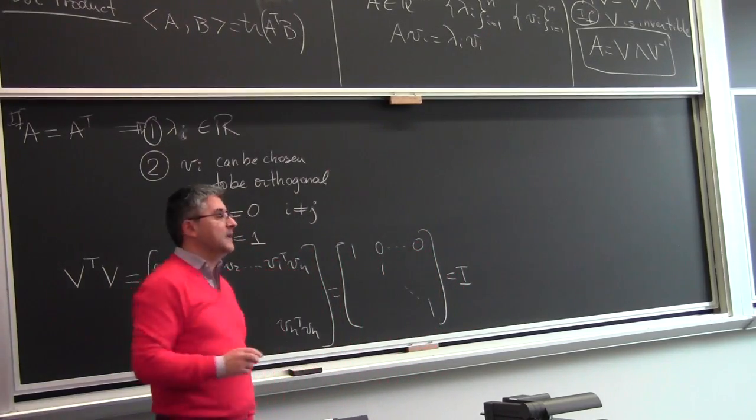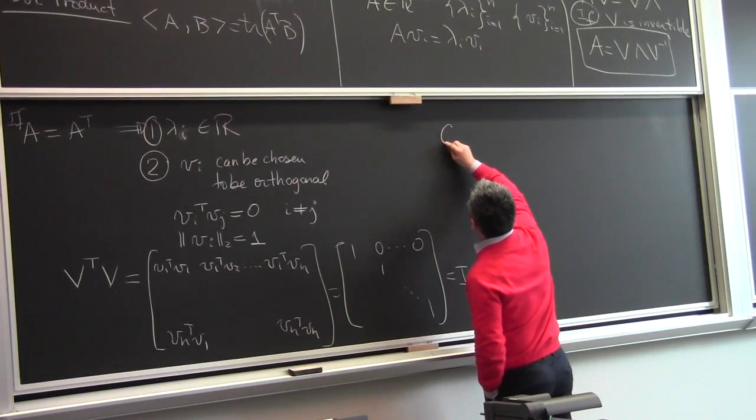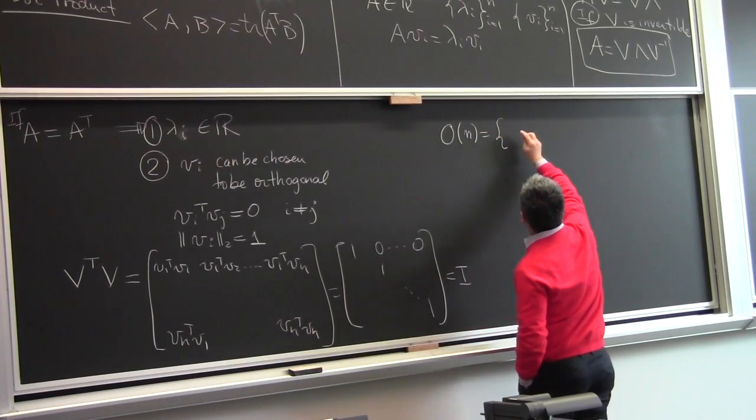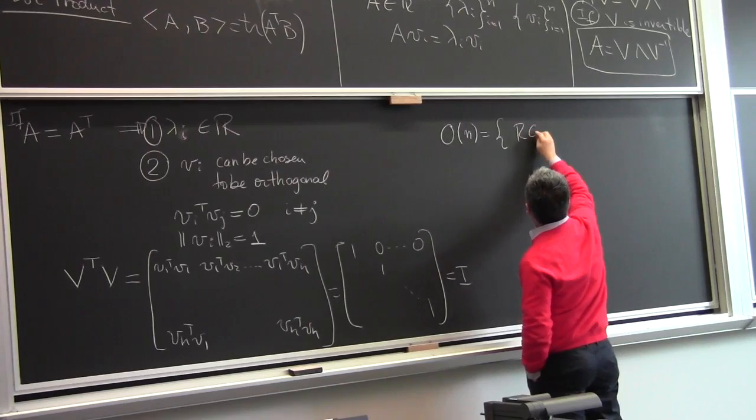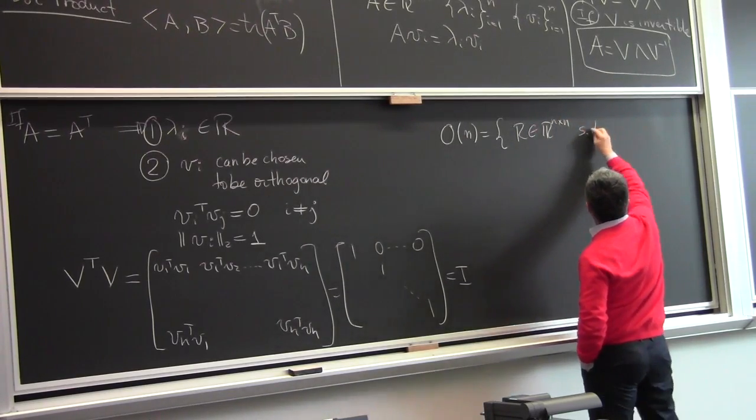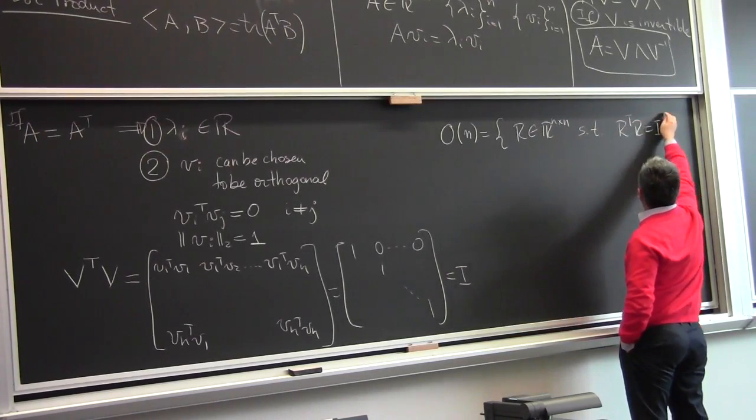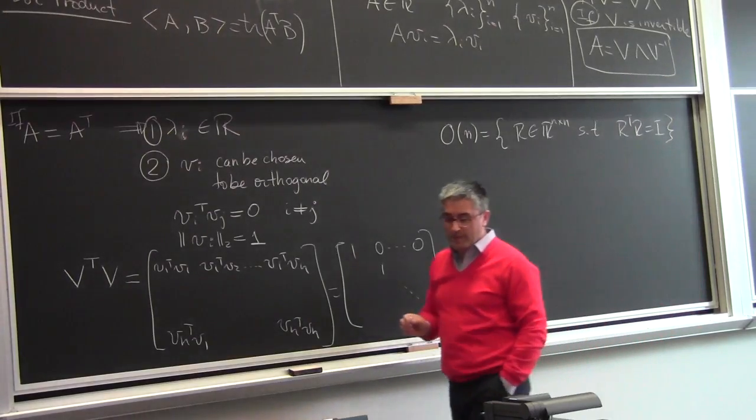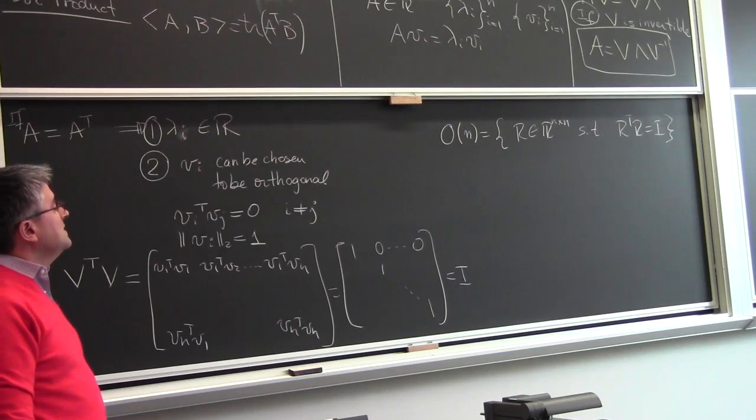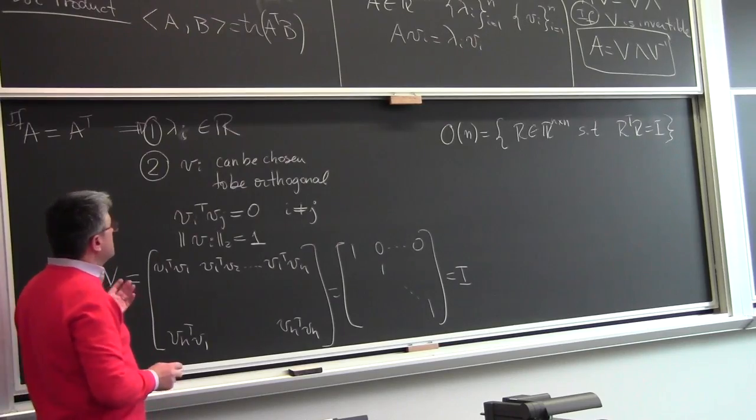Okay? So that's exactly, this has a name. It's called the orthogonal group. It's the set of all matrices R that are n by n such that R transpose R is equal to the identity. So that is the set of all matrices whose columns are orthogonal to each other. And that is known as the orthogonal group. Okay. So this is exactly what happens.